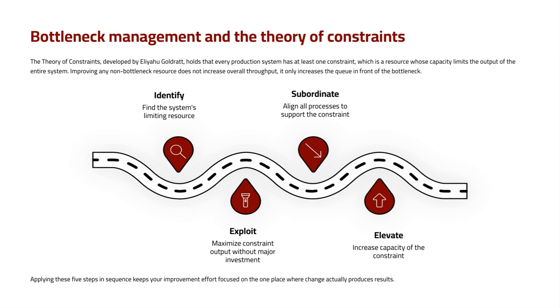To manage this, we follow 5 key steps. First, identify the system's limiting resource. Then exploit the bottleneck by maximizing its output without heavy investment. Next, subordinate all other processes to support the constraint, ensuring the entire system works harmoniously around it. Finally, elevate the constraint by increasing its capacity. By applying these steps in sequence, we focus our improvement efforts where they truly make a difference.